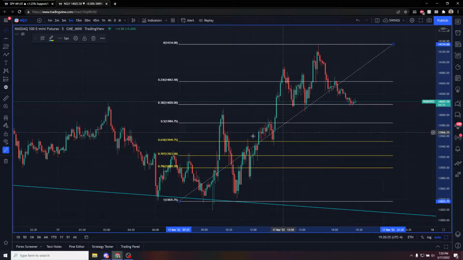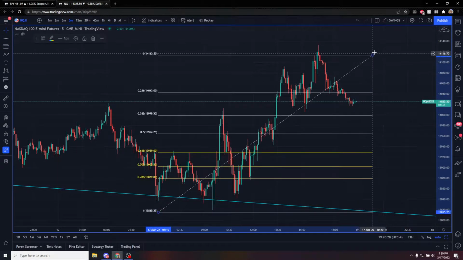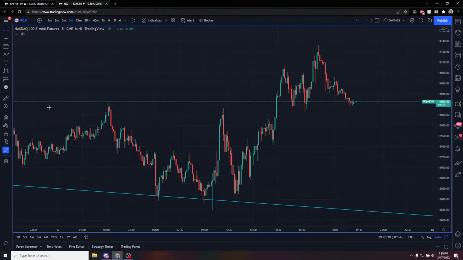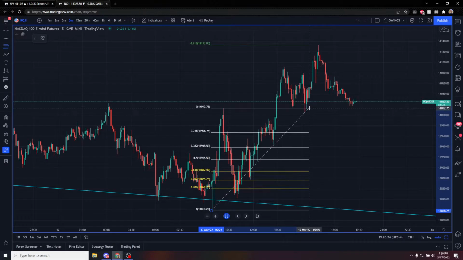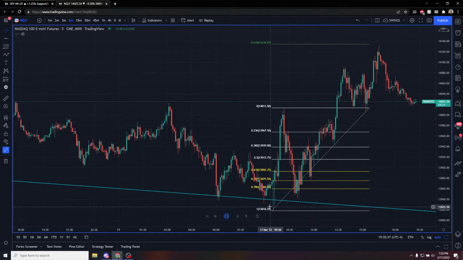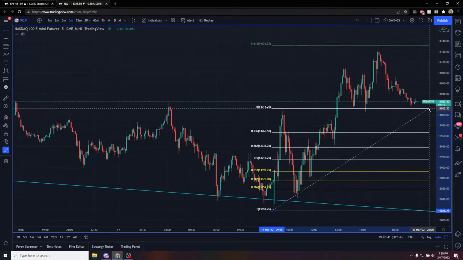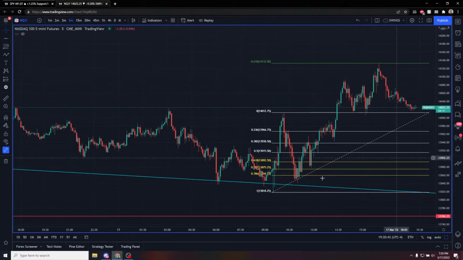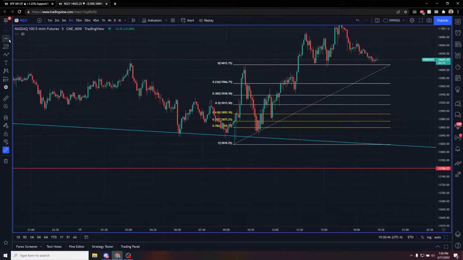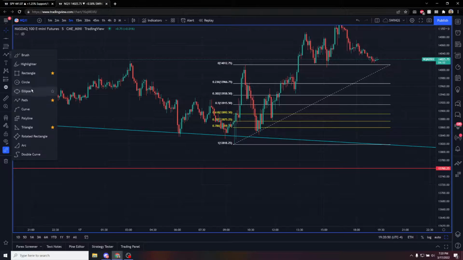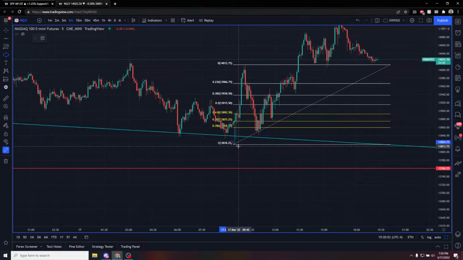So let's take this example here. Reach from here to here, so that would be this bottom to this top here. Just to make it more clear, circles. So this bottom here to the top here. Okay.